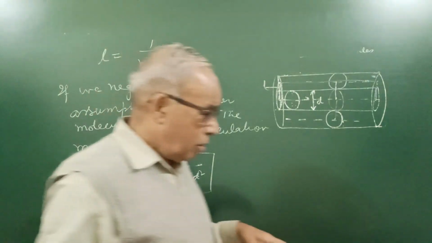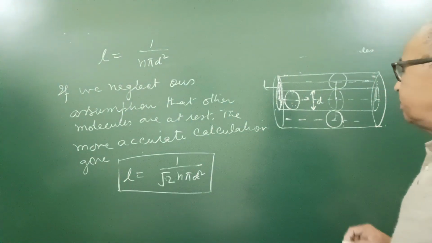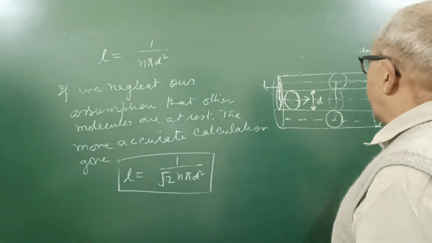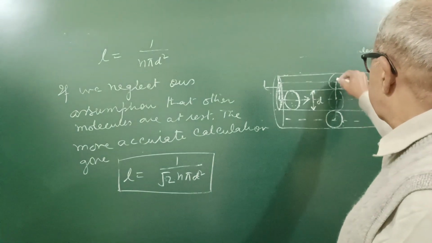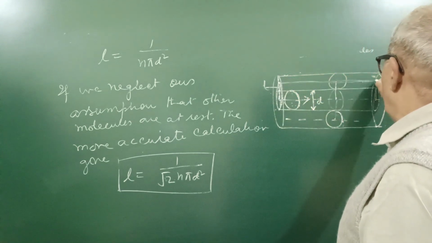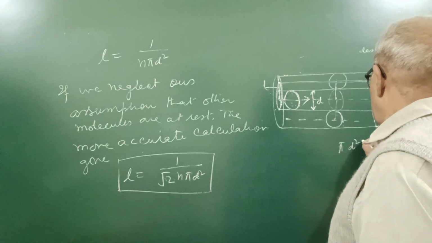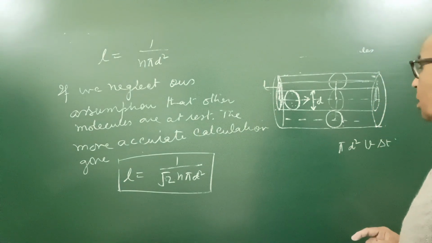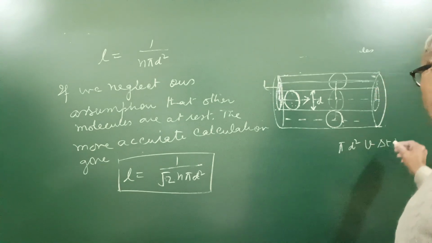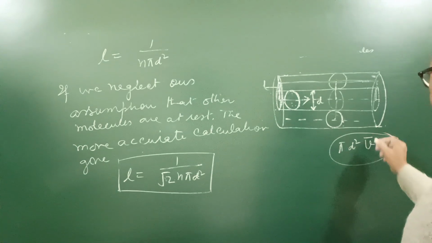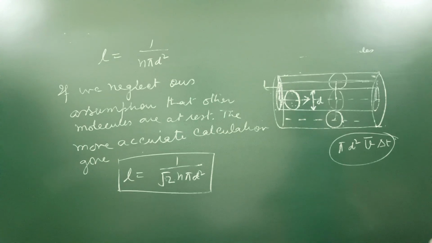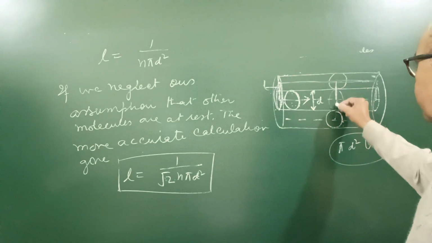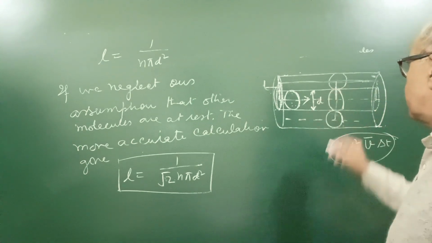Just because sometimes we feel difficulty understanding what I have done: suppose there is a molecule, its diameter d, moving with velocity v. When it moves, it will collide with all molecules whose center is at distance d from its center. So the molecules lying in the volume pi d square v bar delta t, the volume swept by the molecule in which it will collide with the other molecules in time delta t, is this. Pi d square v bar delta t is that volume which it has swept and collided with other molecules.